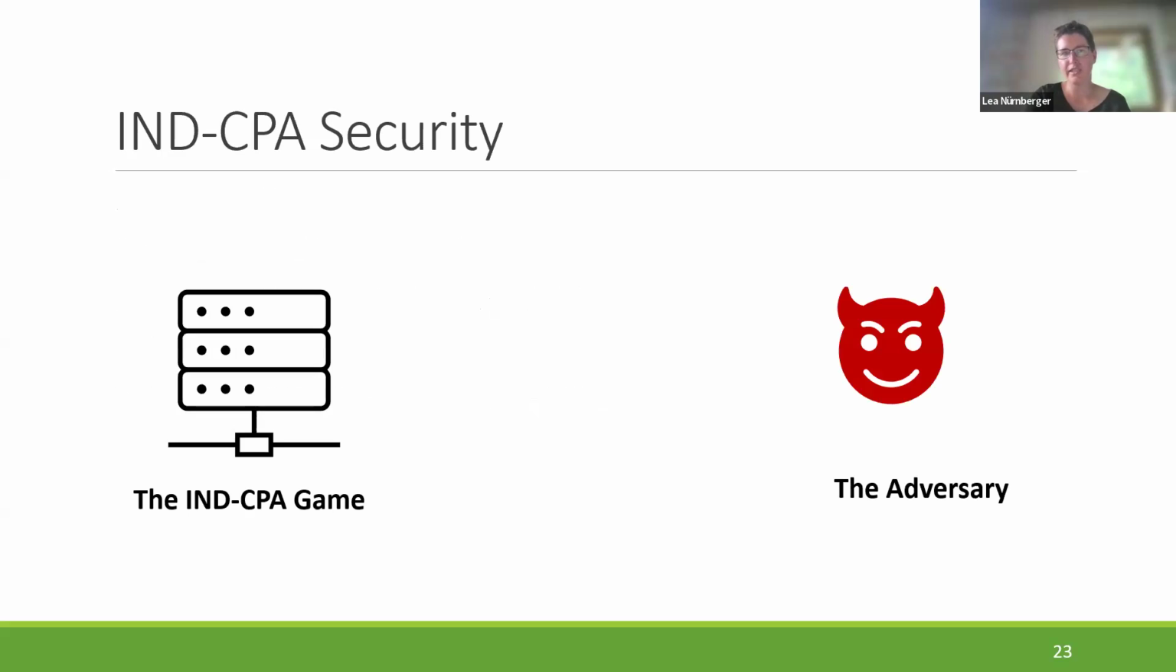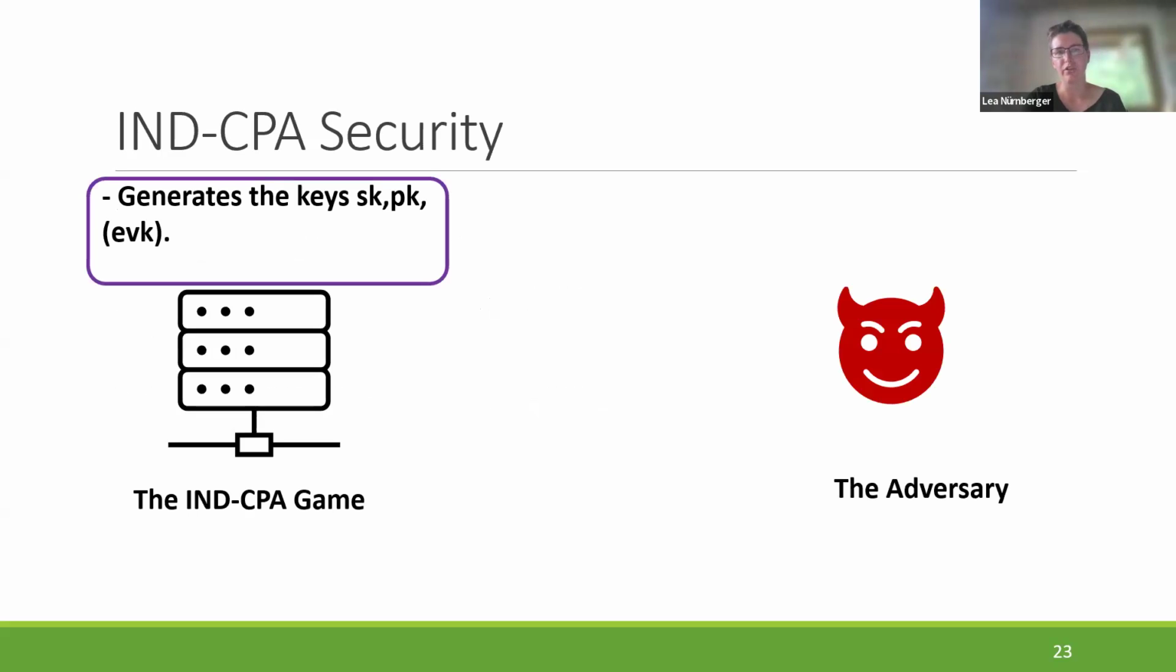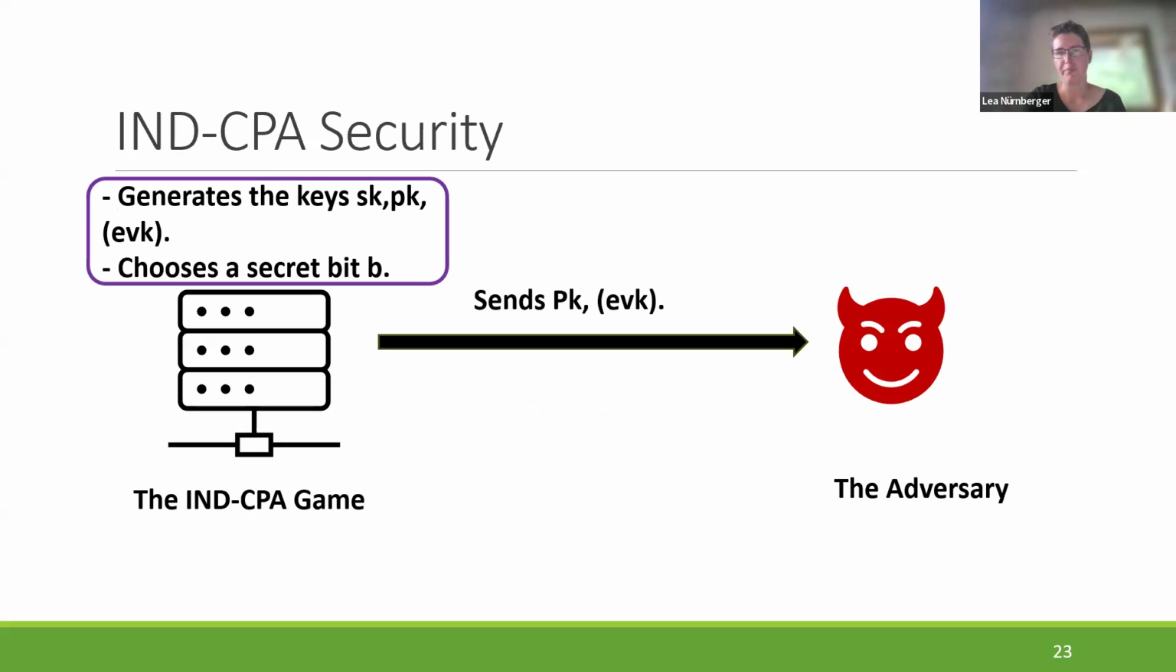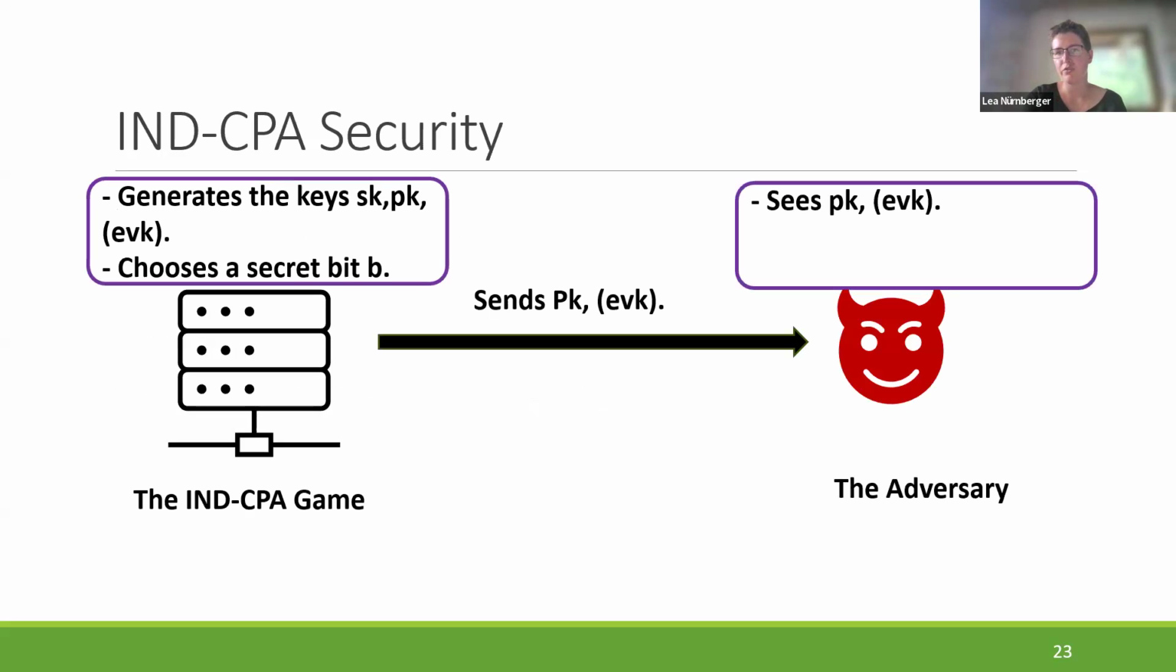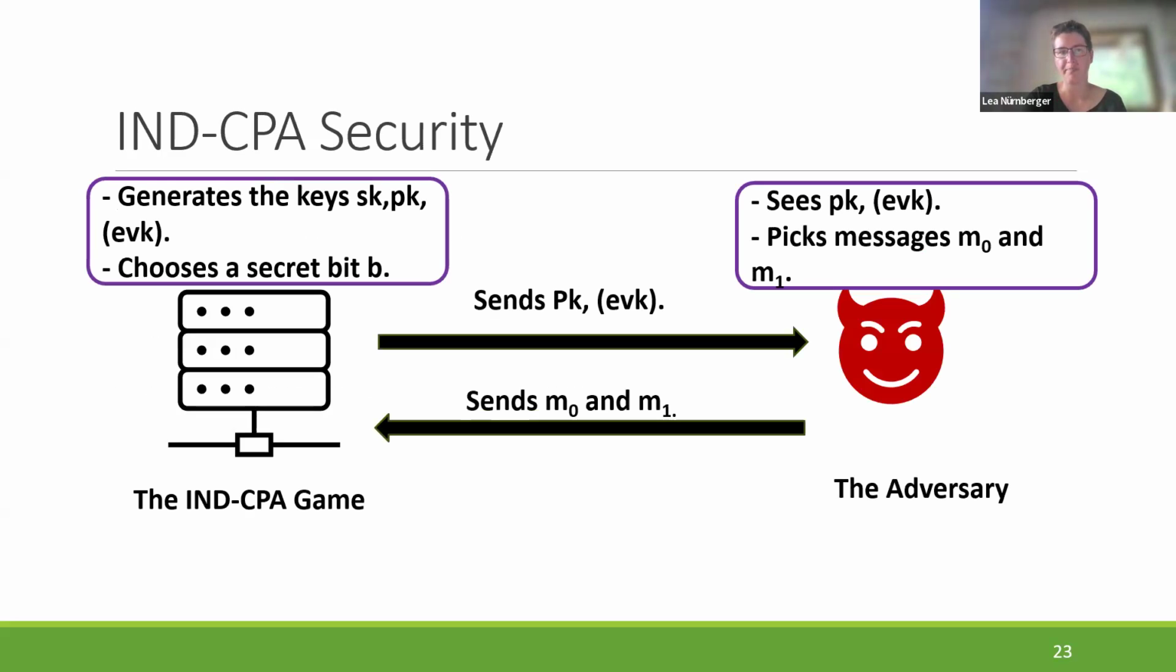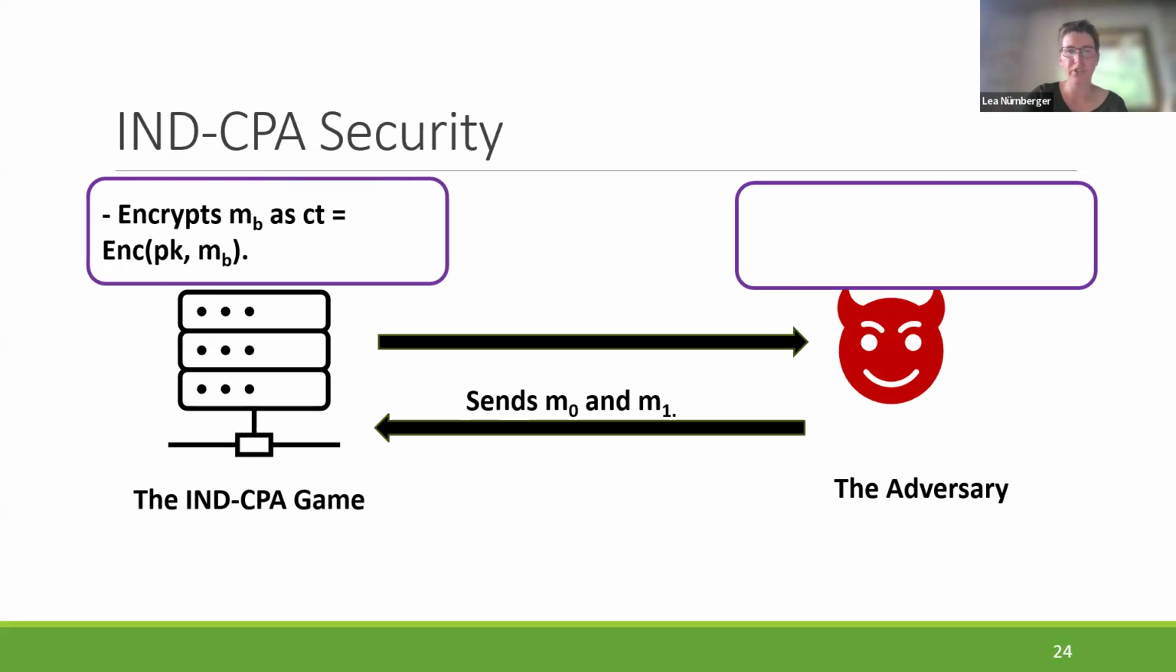Now, in the usual IND-CPA game, what happens? We have the game that generates the keys, the secret key, the public key, and in the FHE world, also the evaluation key. And it chooses a secret bit B. Now it sends the public key over to the adversary, and the adversary sees the public key, picks 2 messages, M0 and M1, and sends them to the game. Now the game encrypts according to the secret bit B, MB, as a ciphertext, and sends this to the adversary.